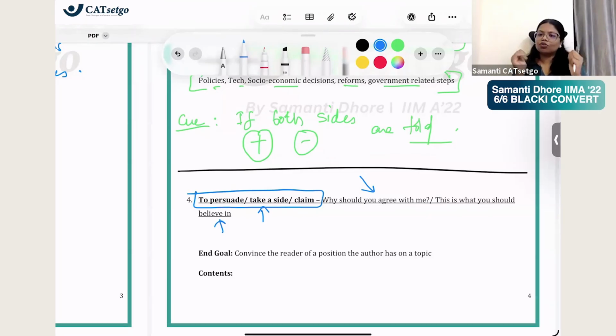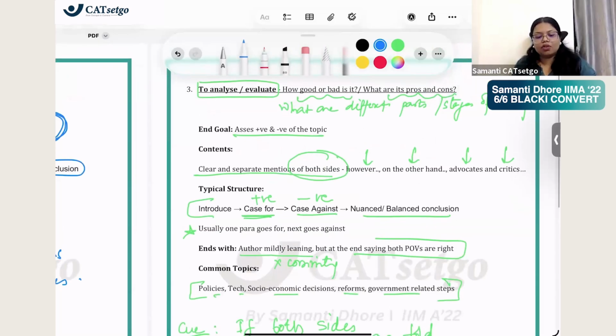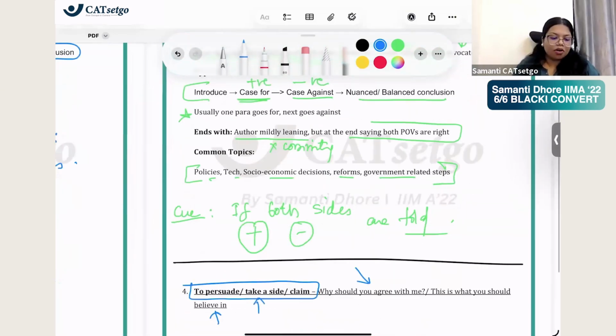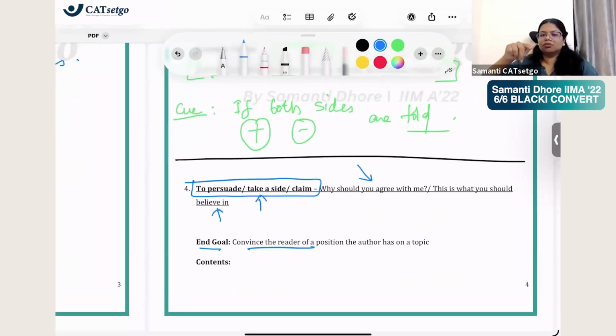If the author wants to speak for the topic, a little bit of negative, but for. If the author wants to be against the topic, the author will criticize, bad, this, bad. Yeah, it might be good because this person said this, but it is again wrong because of this, that. So those kinds of topics are to persuade or to claim. Right? The end goal is to convince the reader of the position. Here, what was the end goal earlier? The end goal was to just evaluate what could be the positives and negatives. But here, the author is like, no, I'll convince you. I know what I believe in. I'll convince you why what I have said is right.